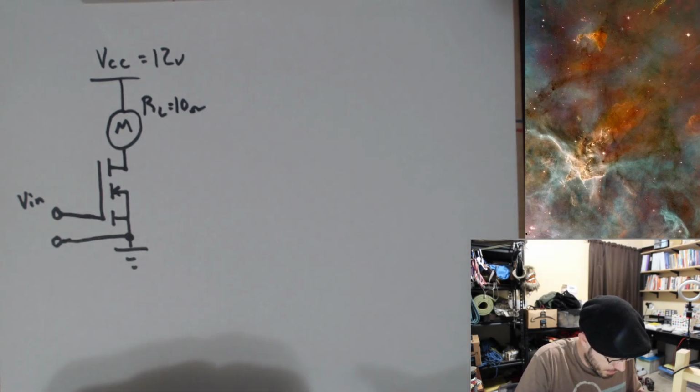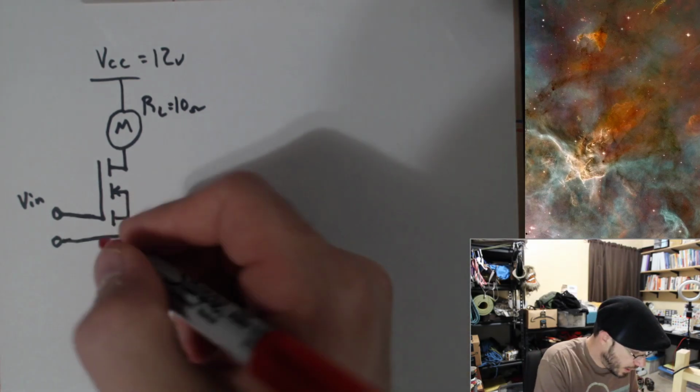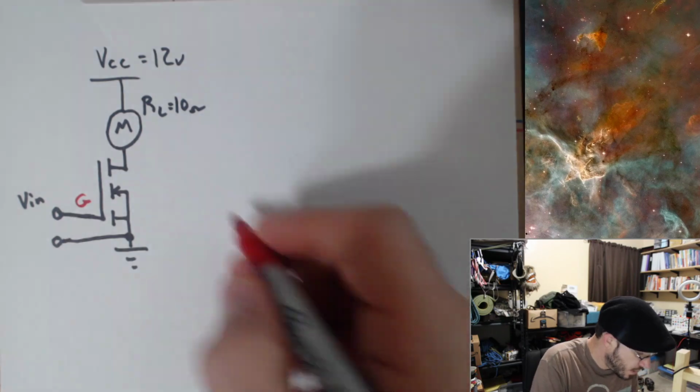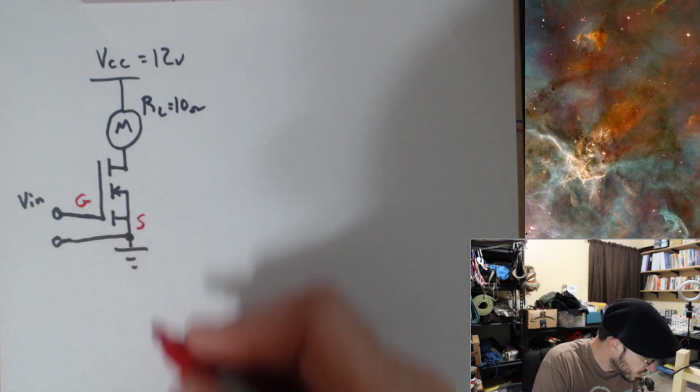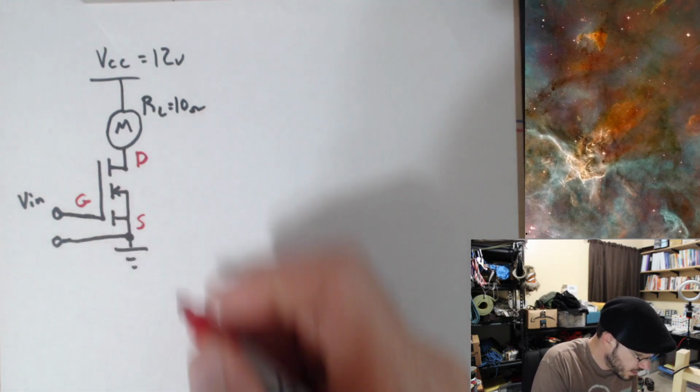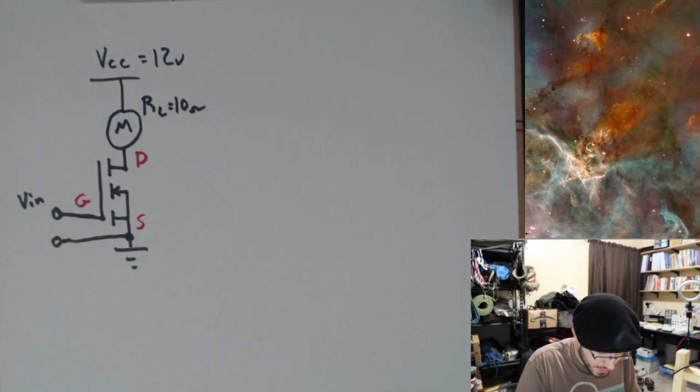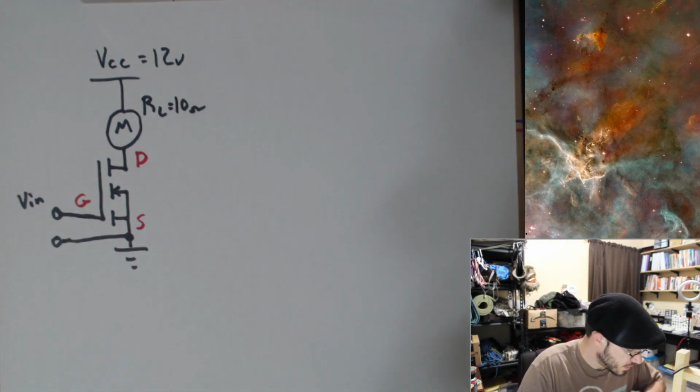Now, we need to go ahead and put some labels around here. We will have a gate. We will have a source. We will have a drain. We are going to have a drain current.